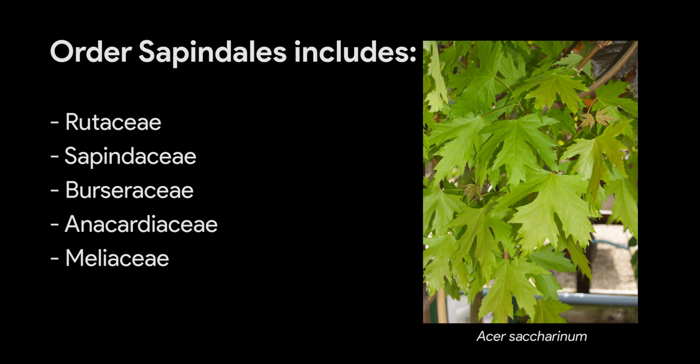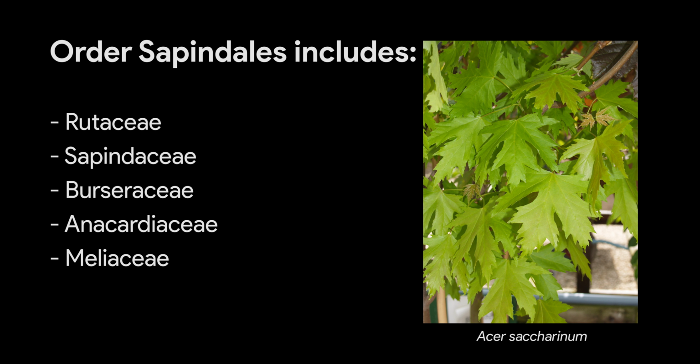Rutaceae is a family in the plant order Sapindales. Related families in this order include Sapindaceae, Burseraceae, Anacardiaceae, and Meliaceae. Maples, which are the genus Acer, come from the Sapindaceae family.